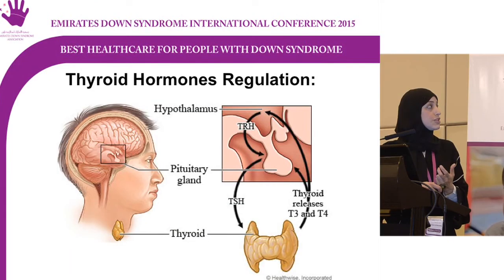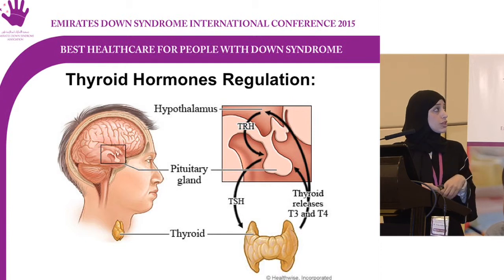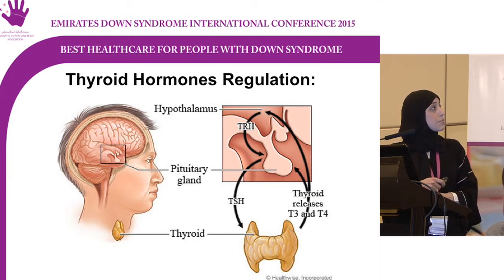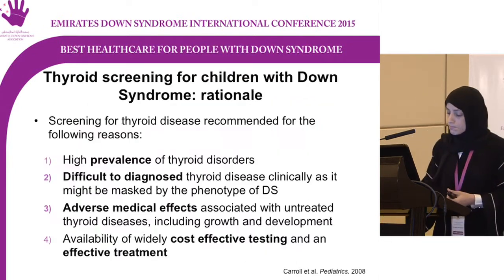So this is the positive feedback, while if we have a thyroid gland that is overactive, meaning that we have a lot of thyroid hormone in the circulation, this is going to induce a negative feedback at the level of the hypothalamus as well as the pituitary gland. So the thyroid hormone production can be downregulated.